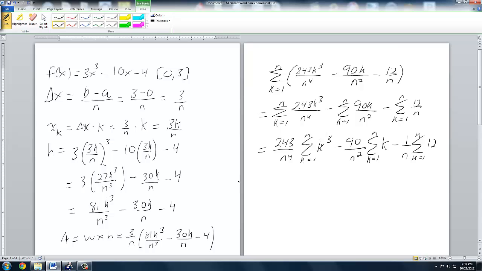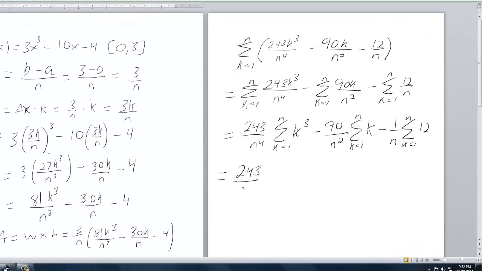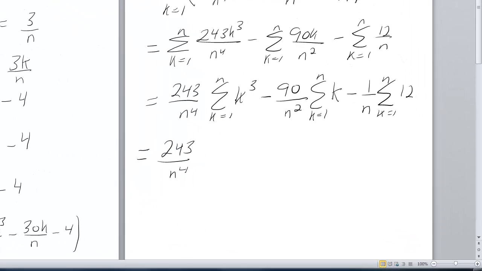Now we're going to use our summation rules. Okay, what are the summation rules for this one, and this one? So we have 243 over n to the fourth, and if you look in your notes, and remember you don't have to memorize these, what is the sum of k equals 1 to n of k to the third?